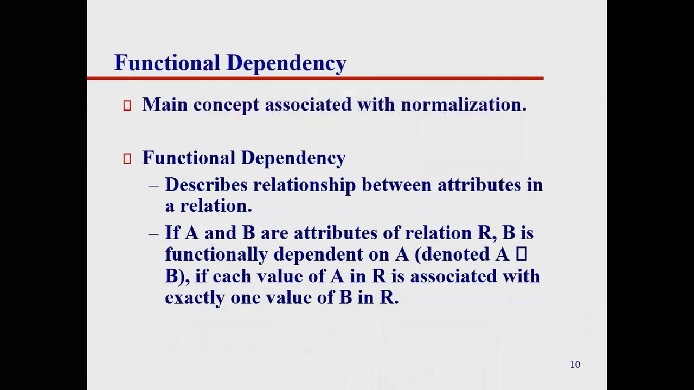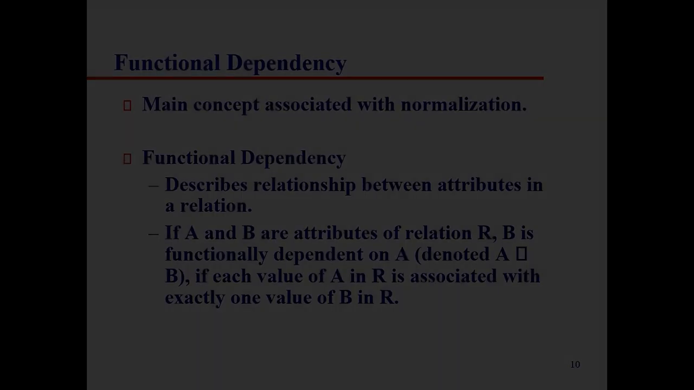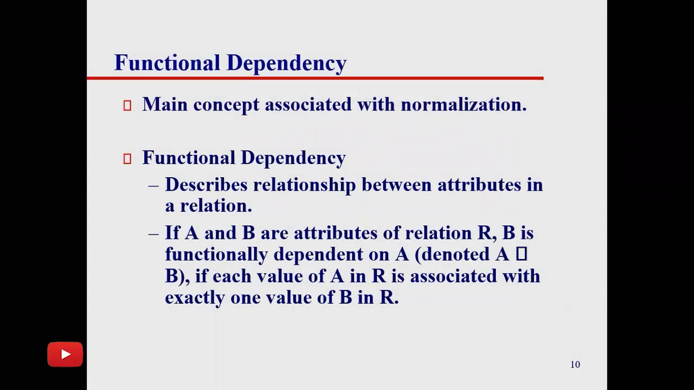Now we see the functional dependency. What is the functional dependency? Functional dependency means that one column is dependent on another column. That is called a functional dependency, just like a normal word. So the main concept associated with normalization is called functional dependency. It describes the relationship between the attributes and the relations.